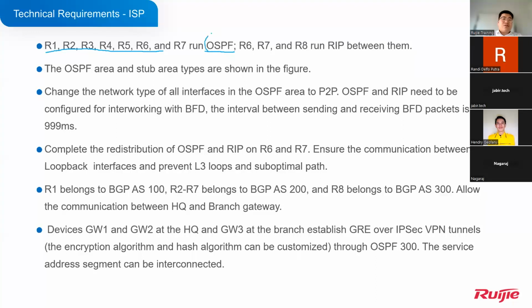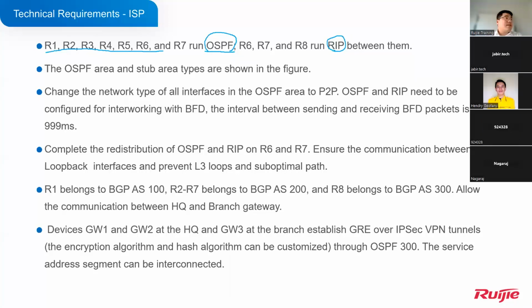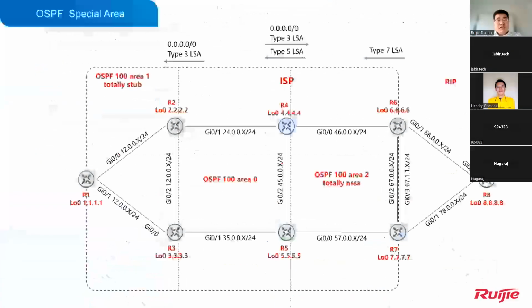Here we use OSPF and RIP. In the topology it is OSPF and IS-IS. It doesn't matter, because no matter whether you use OSPF, IS-IS or RIP, the purpose is to learn the routes of each other. Let's see about this requirement.